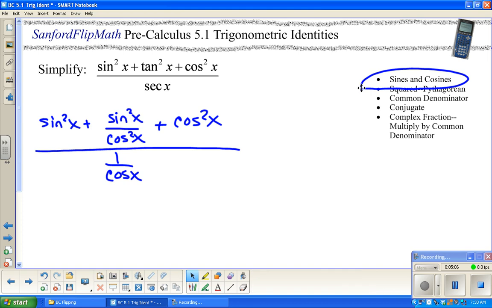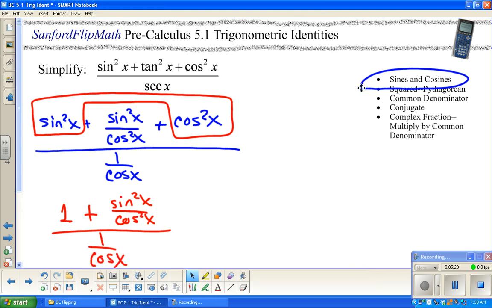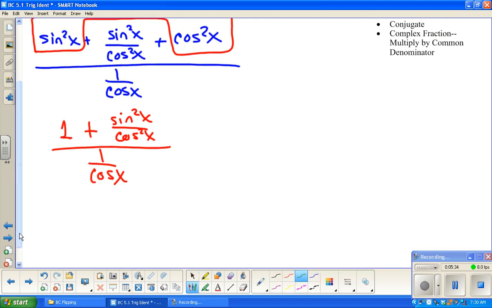Now, before we get too far into this, I want you to notice that sine squared plus cosine squared is 1. Okay, so I can rewrite that as 1. Okay, so I still have sine squared over cosine squared, the entire thing. Now, you got to be really careful about fractions, and, I'm sorry, but fractions happen. Okay? Now, this is a complex fraction. So this is a fraction that contains a fraction.